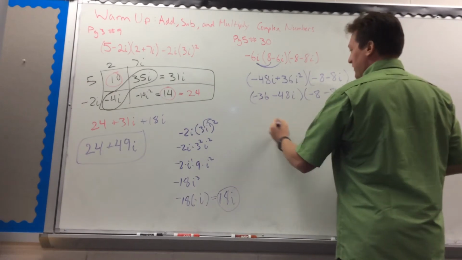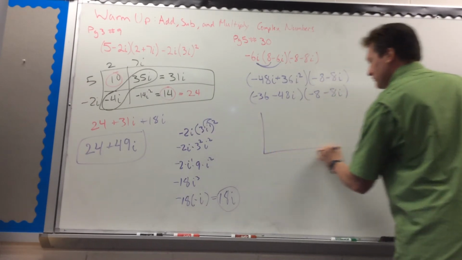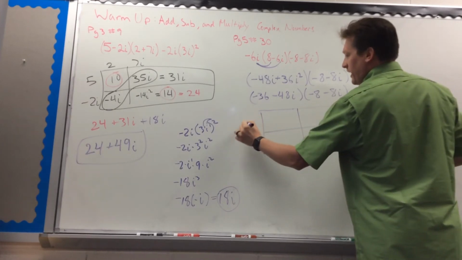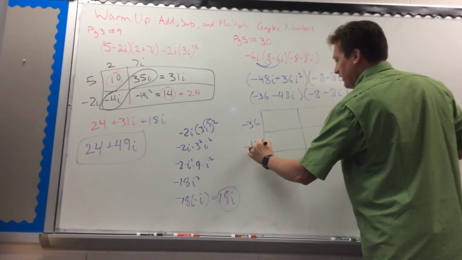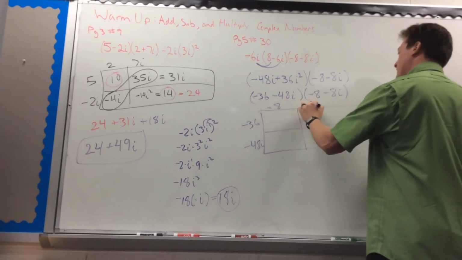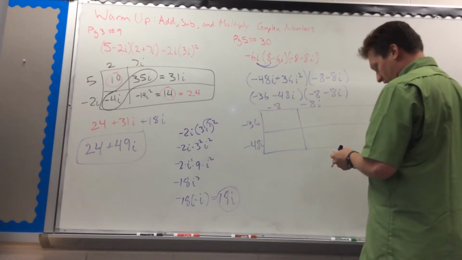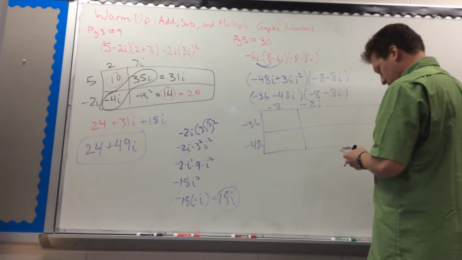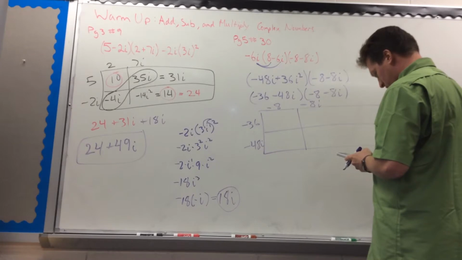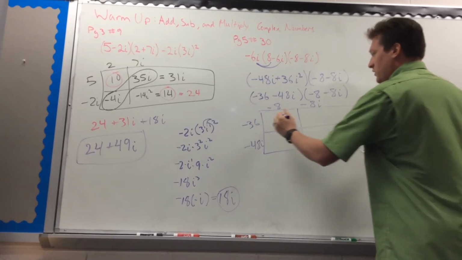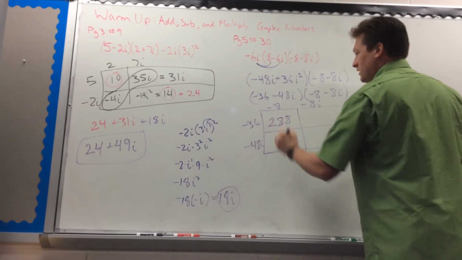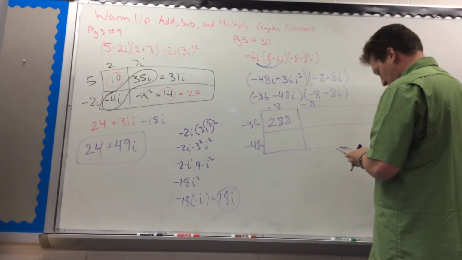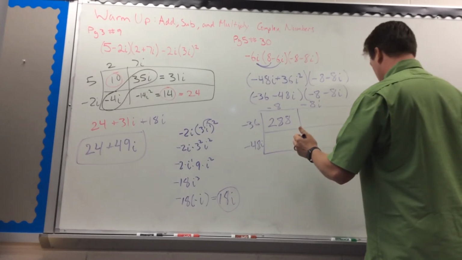So now I'm going to go ahead and do box method here. Big box, big numbers. Here I've got negative 36 minus 48i. Here I've got negative 8 minus 8i. I've got 36 times 8. Gives me 288. Okay, I've got negative 48 times negative 8. Gives me 384i.